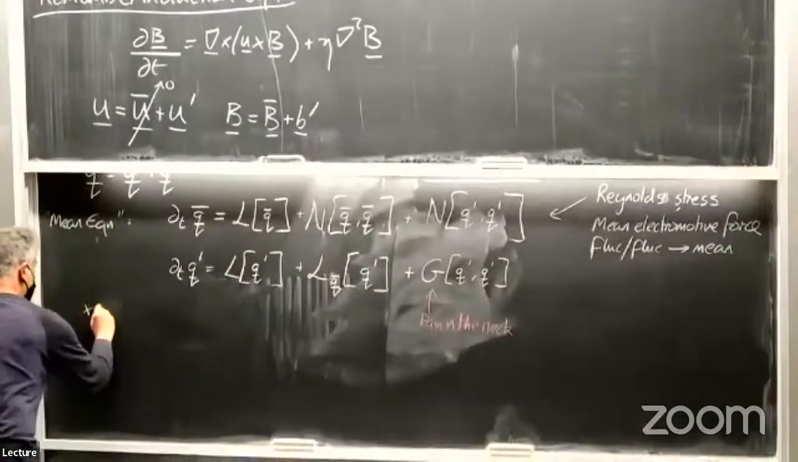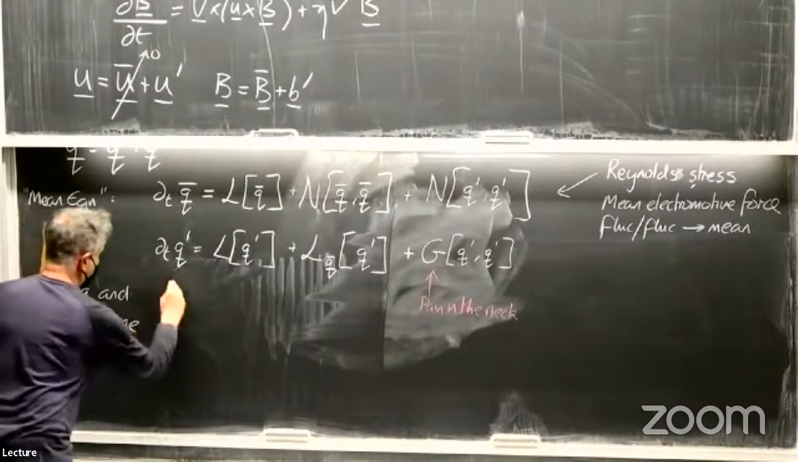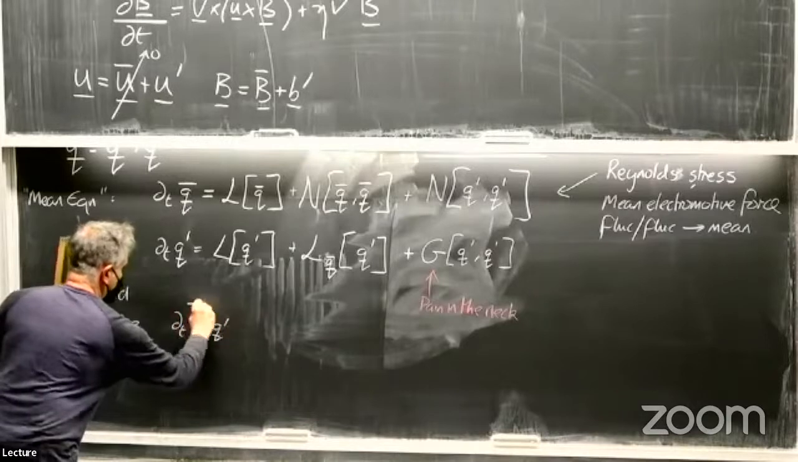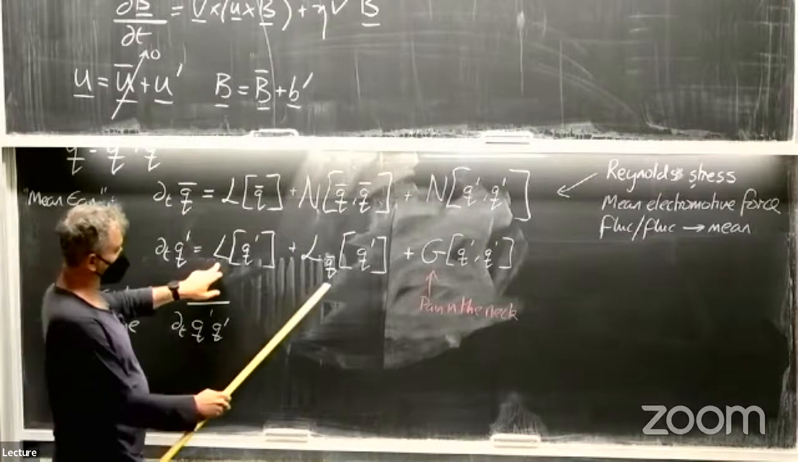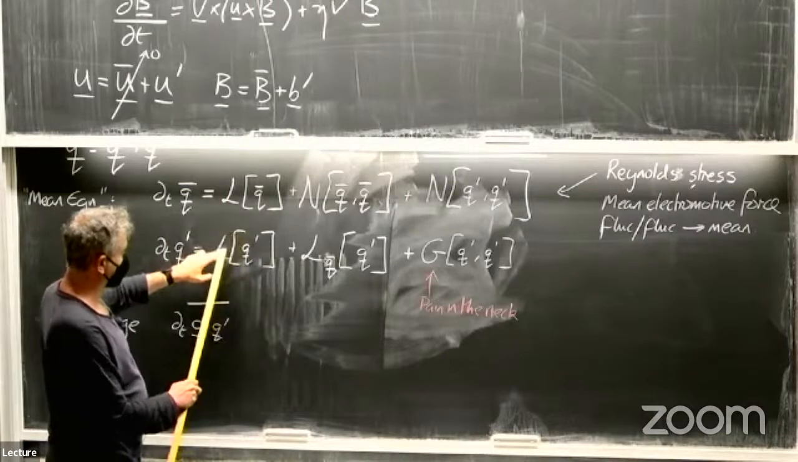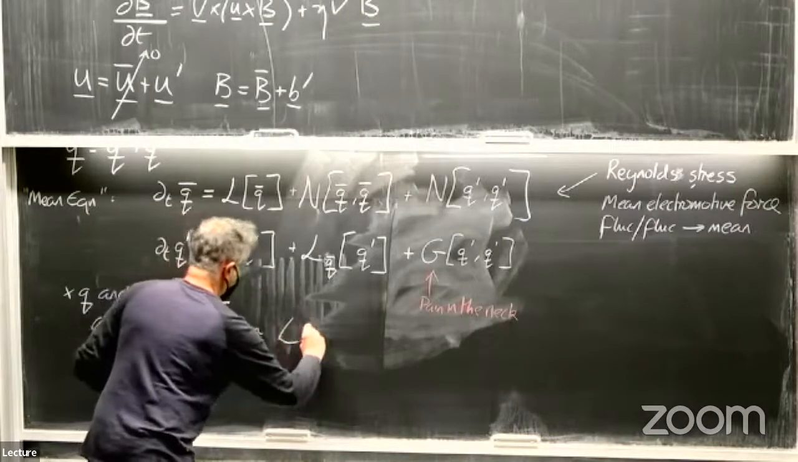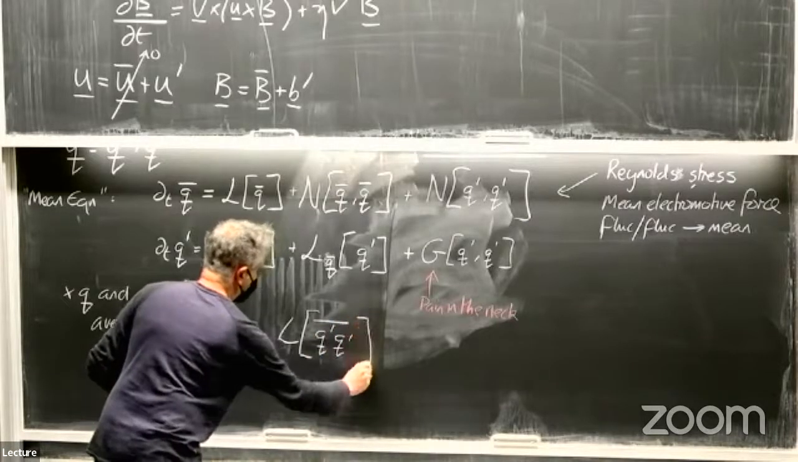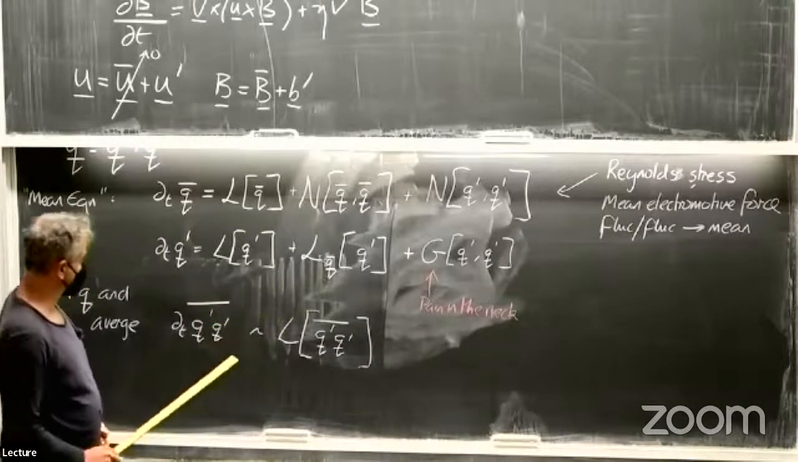So if I multiply through by q prime and average, this term is going to look something like dt q prime bar, schematically. I'm going to take this one, and these two are linear. So I multiply by q prime, it's a linear function, so I'm going to get a linear operator acting on Q prime bar. Same here, I won't write out this one again. Yeah, so far so good.